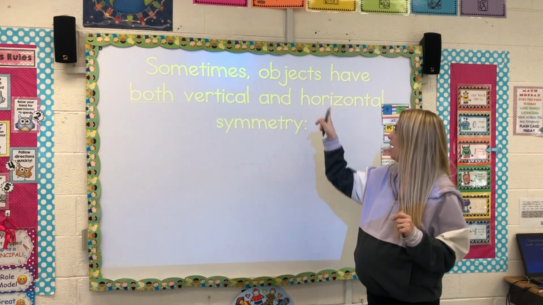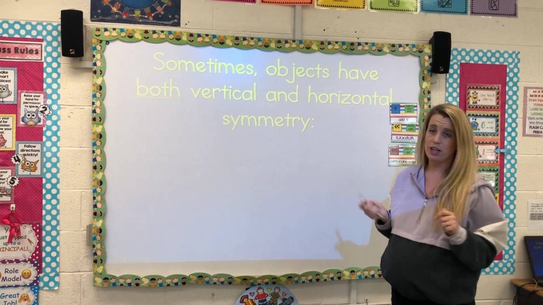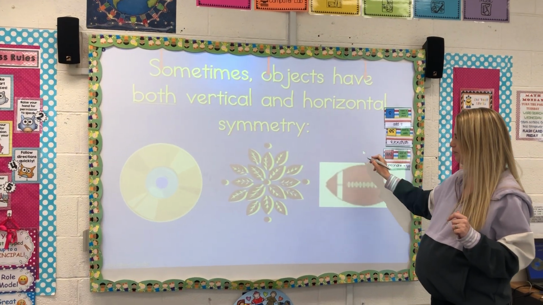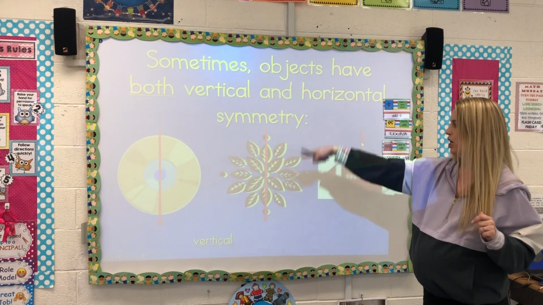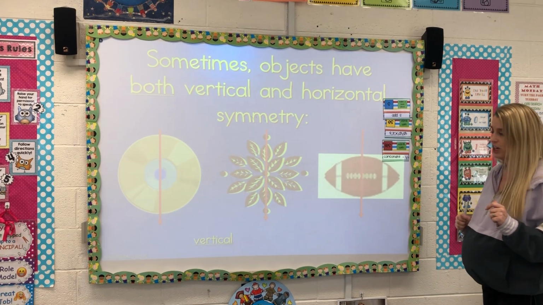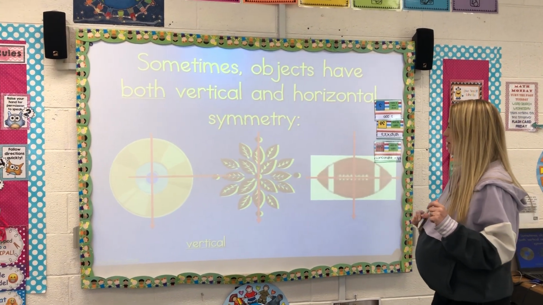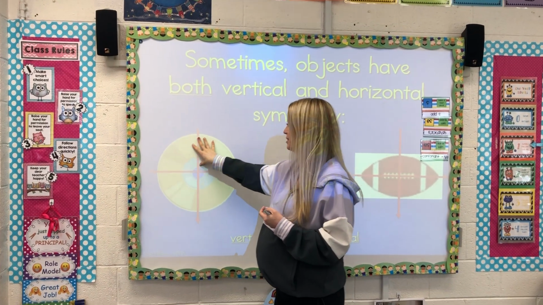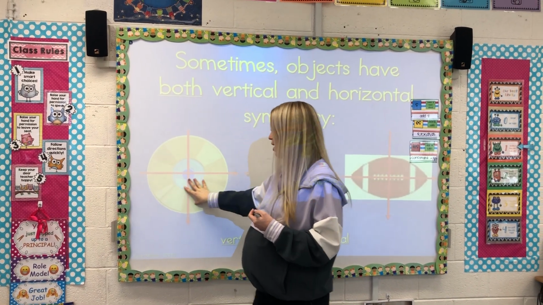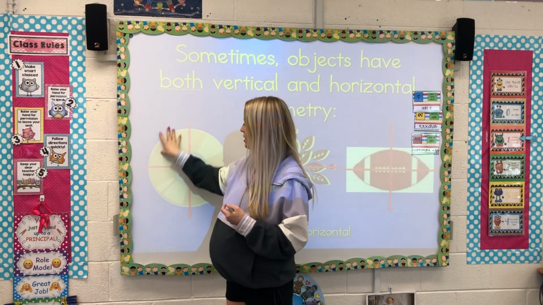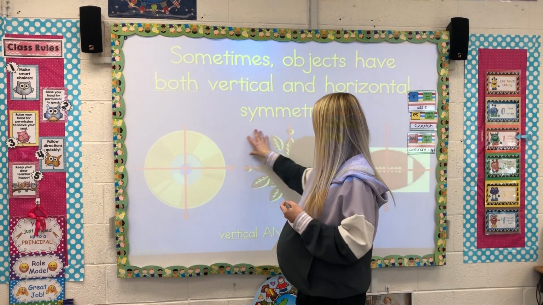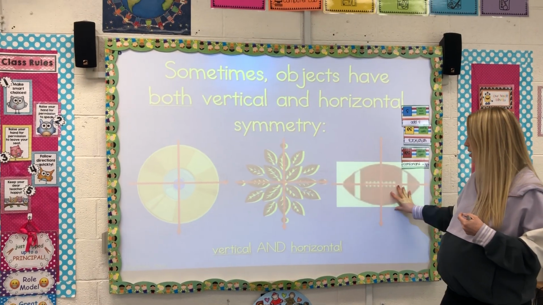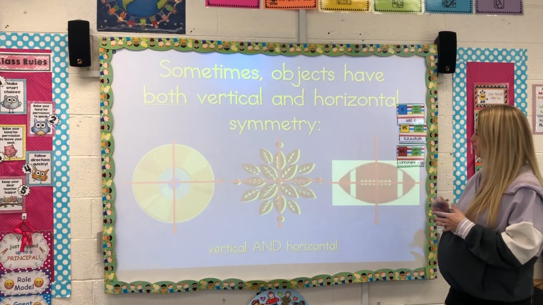Sometimes objects can have both vertical and horizontal symmetry. Here are some examples. So it's showing you the line of symmetry vertically, up and down, but then also side to side. And all this means is that the shape is the exact same on the top and bottom, but it's also the same left and right. Top and bottom, left and right.